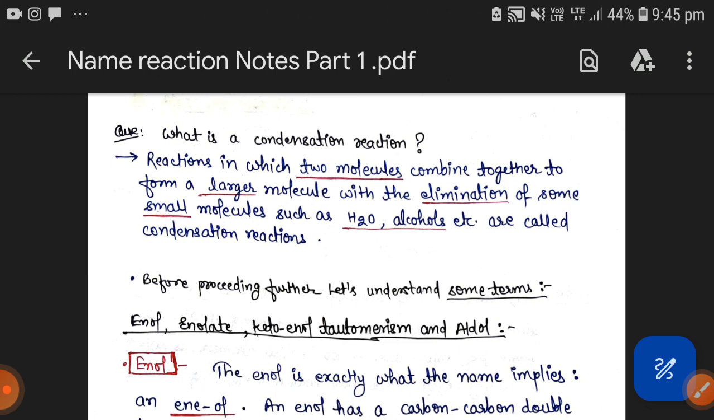Reactions in which two molecules combine together to form a larger molecule with the elimination of small molecules such as water, alcohols, etc. are called condensation reactions. Basically alcohol, water or HCl are eliminated in this reaction, and two molecules combine together.